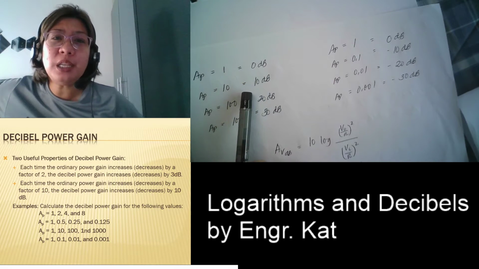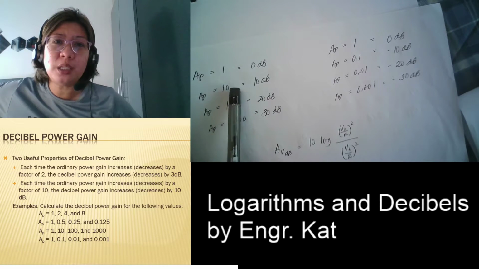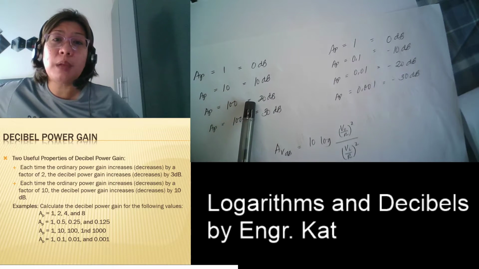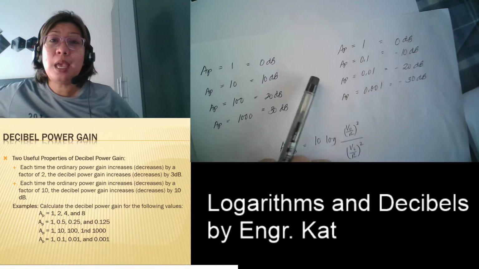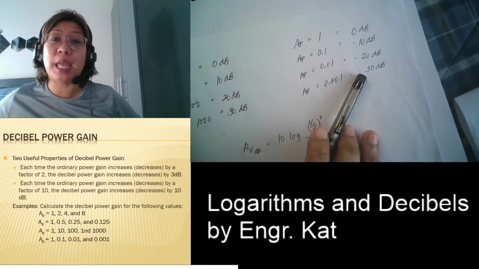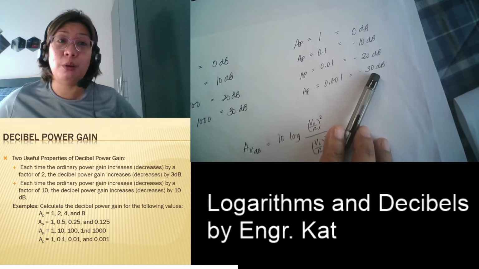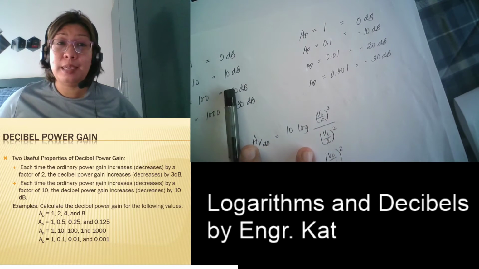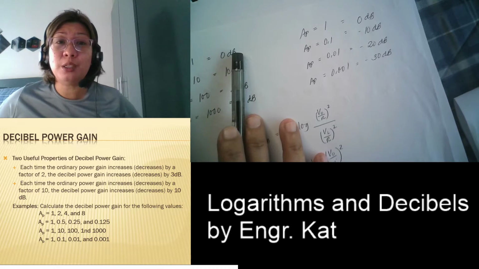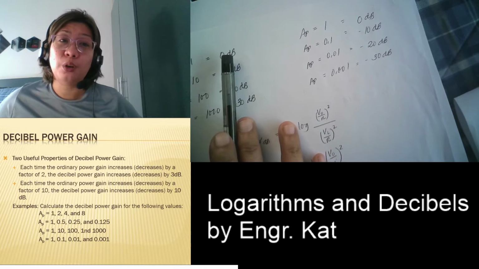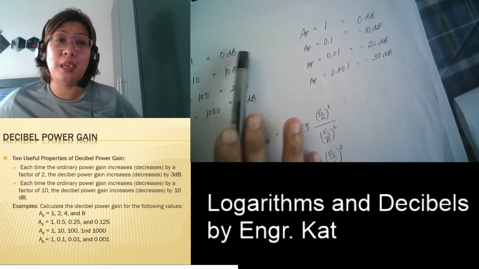Okay, so increasing this by a factor of 10, as you can see, you're just adding 10. Okay, and decreasing it by a factor of 10, the same but with a negative sign. That means you have a loss. In here, you have a gain. 0, that means you don't have a gain nor a loss.